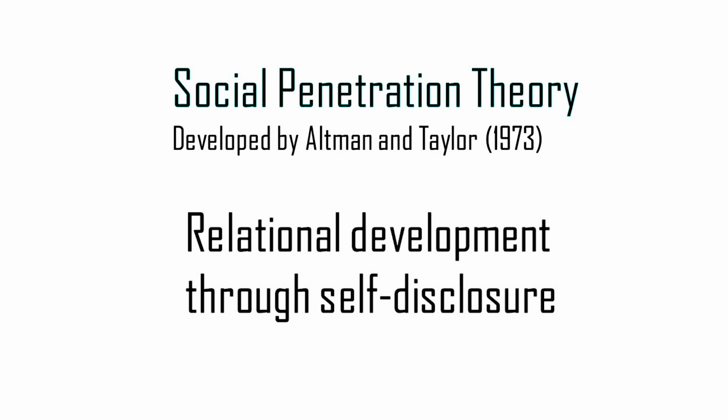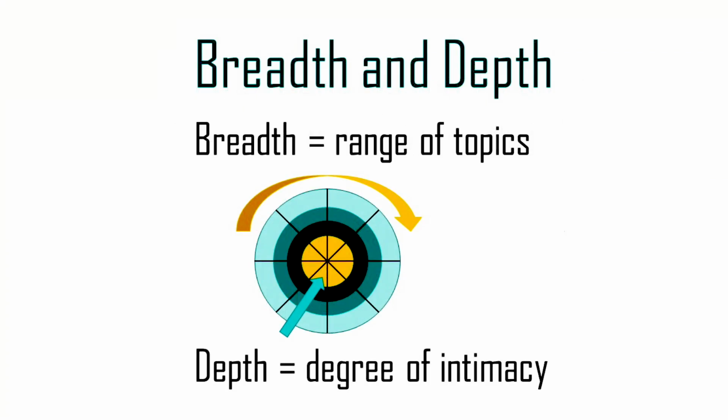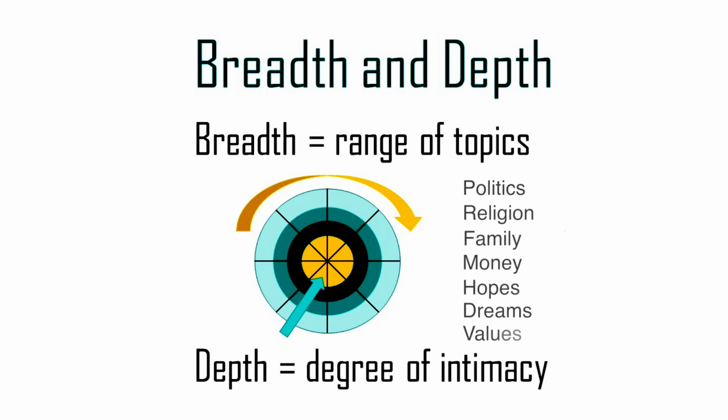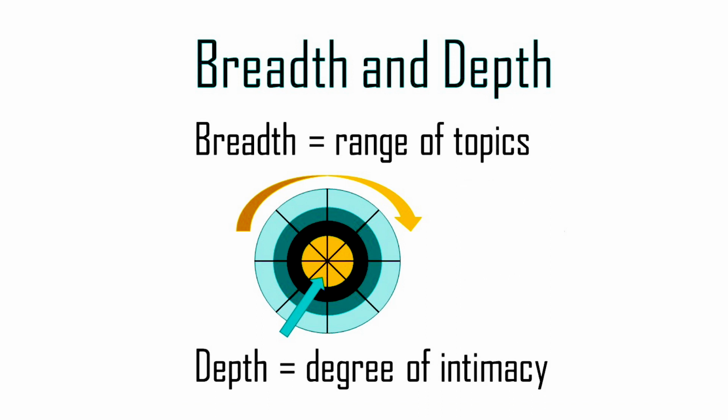So think of this model explaining to us that self-disclosure, which is revealing information about yourself, is what facilitates the growth of relationships. Let's take a look at the model. Each category or wedge that we see in the model represents what we call breadth, and that's the range of topics there are that you could share. That could be politics, religion, family, money, hopes, dreams, values. All aspects of your identity and your experiences, those can go into those wedges. So that's the range of topics.